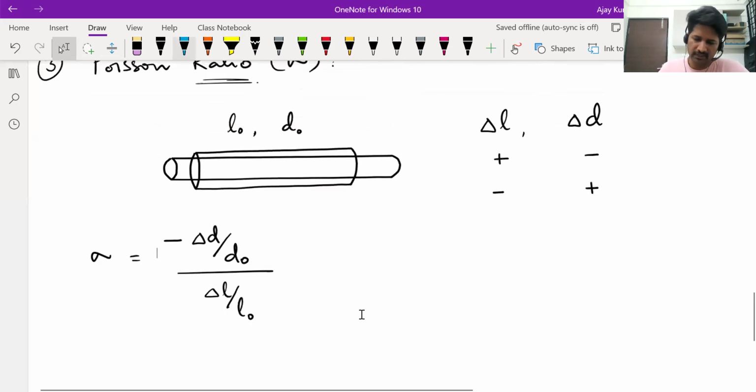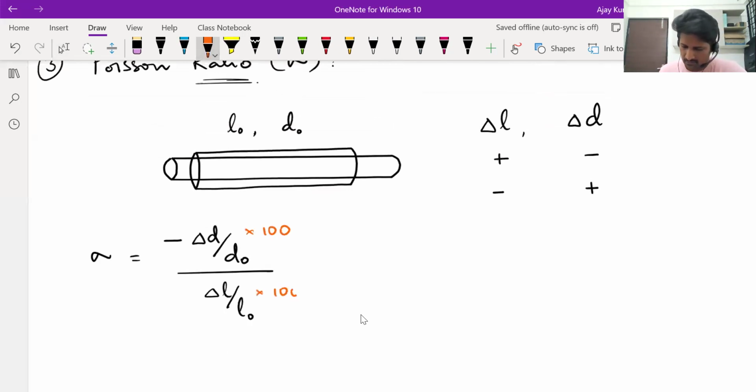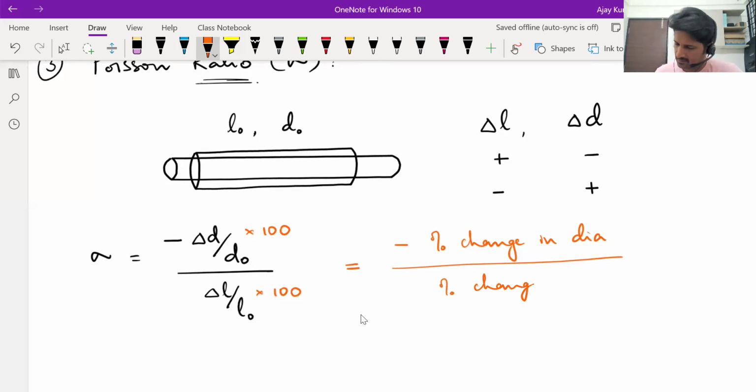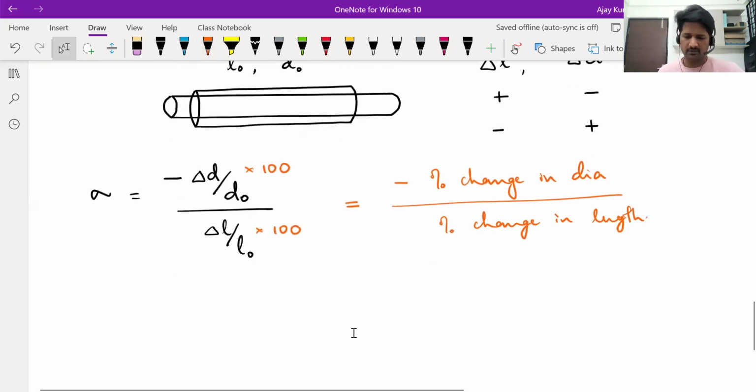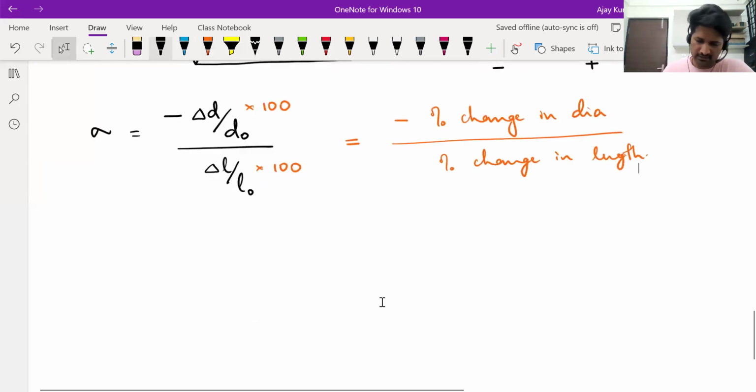And you can simply multiply and divide by 100. And I hope you know this: relative change multiplied with 100 is called percentage change. So negative of percentage change in diameter divided by percentage change in length. Okay, so we'll be doing a little bit of revision of something you would have studied in 11th class.